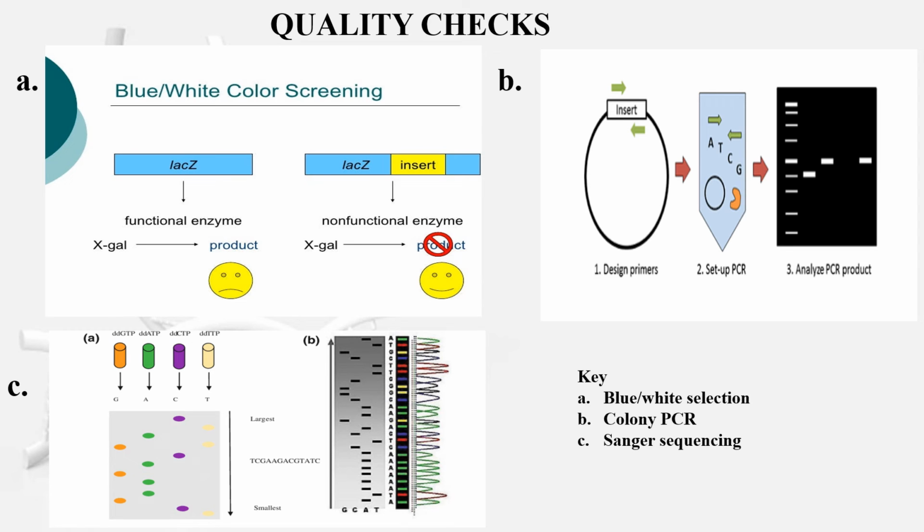Then the third one will be Sanger sequencing. I'll do a miniprep of the clones and subject it to Sanger sequencing. Then I'll confirm the sequence of the inserts, and then the sequence of the junctions between the plasmid and the DNA inserts. So I'll basically run Sanger sequencing.